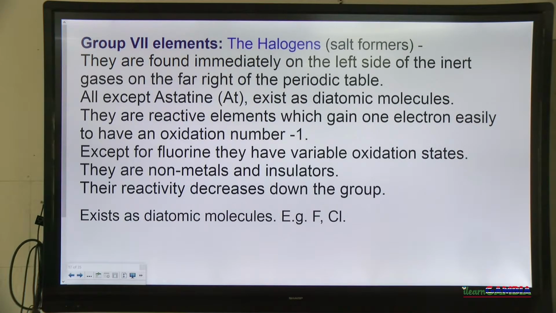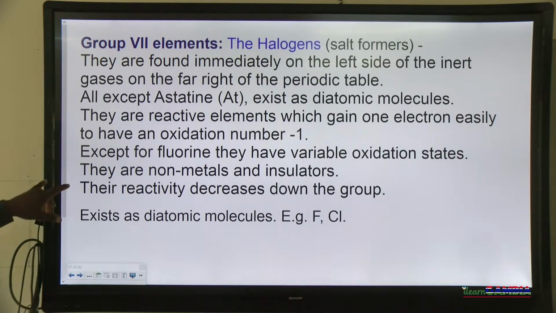Now we move on to the group 7 elements. They are called the halogens or the salt formers. They are found immediately on the left side of the inert gases. That is, looking at the periodic table, moving from left to right, you have the group 7 elements as the second to last group of elements found on the periodic table. All except astatine exist as diatomic molecules.